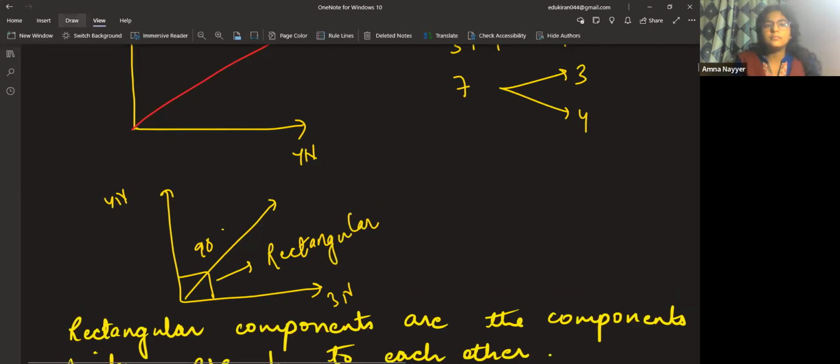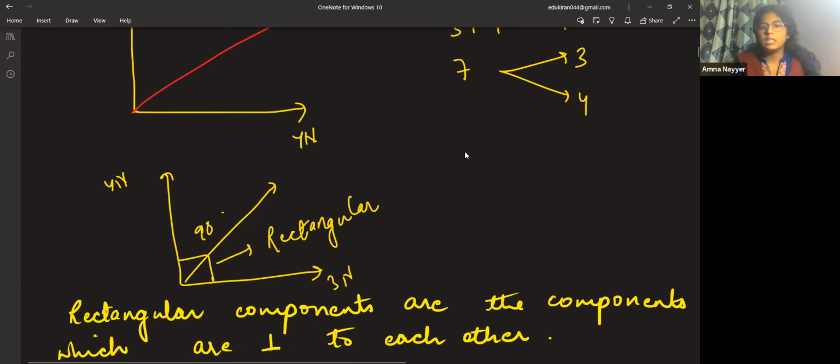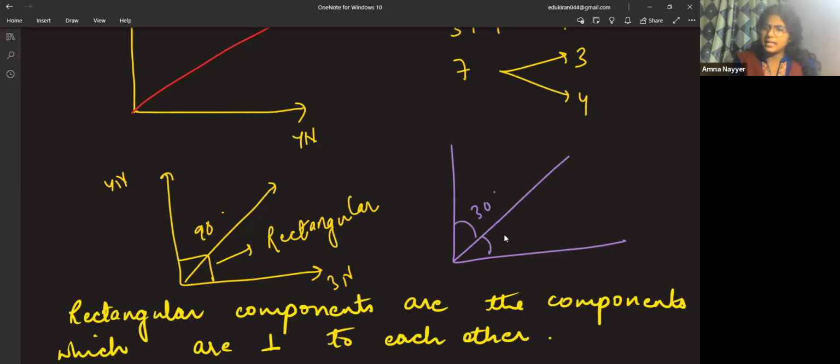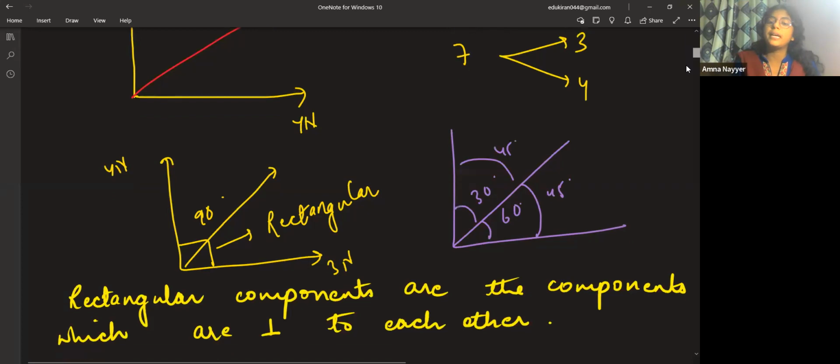See, if this is given, it can happen this angle is 30 degree, this angle is 60 degree, or this angle is 45 degree and this angle is 45 degree. It can be any angle. But the sum of both the angles which the main vector is making has to be 90, and that is what is meant by rectangular components. And in your syllabus, just rectangular components are present. You need not worry about the rest of the components, just focus on the rectangular components. All right, rectangular components are perpendicular to each other.